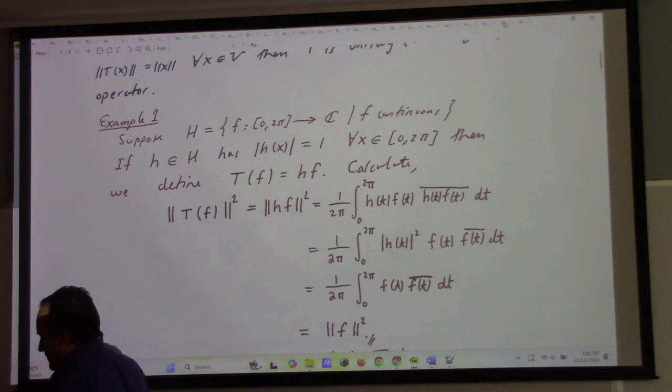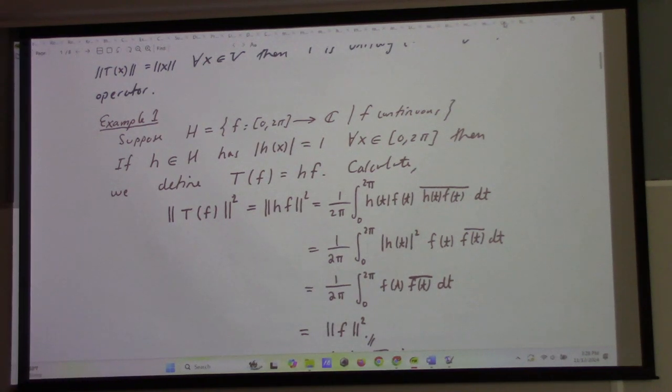it's unitary. But is it? Because in order to know it's unitary, we would need to know what? It was surjective. Is it clear that this map is surjective? If you pick f and h, how do you map to it?